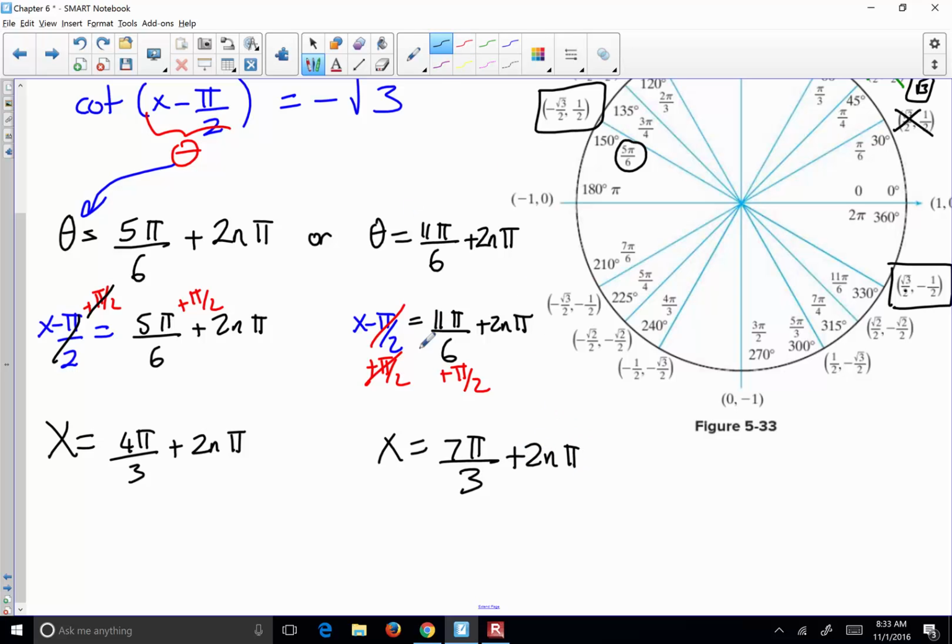Again, here are the details. 11 pi over 6, add pi over 2. Set common denominators, multiply the second one by 3. 3 pi plus 11 pi is 14 pi over 6. Divide both sides by 2, and this becomes 7, this becomes 3. 7 pi over 3.